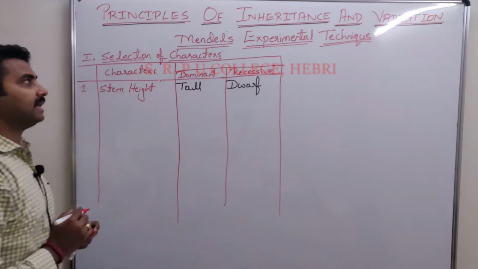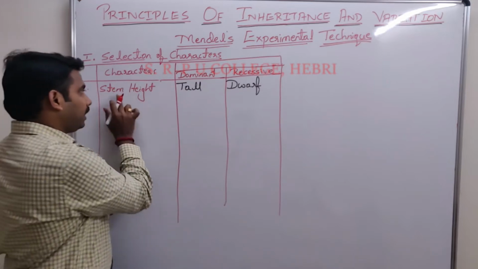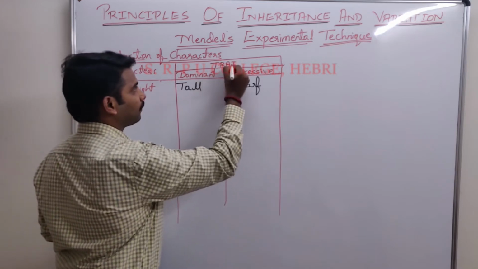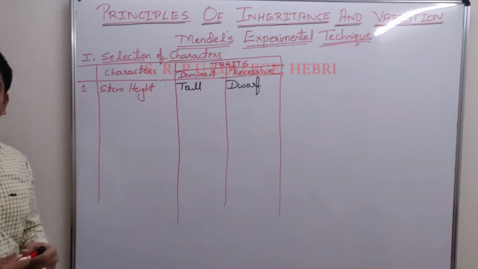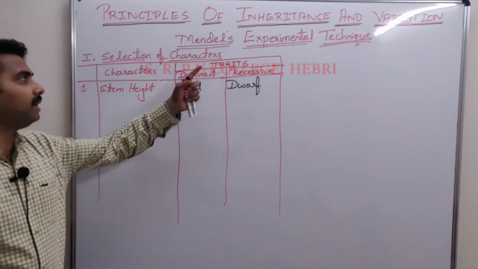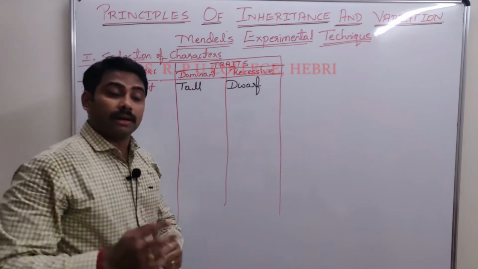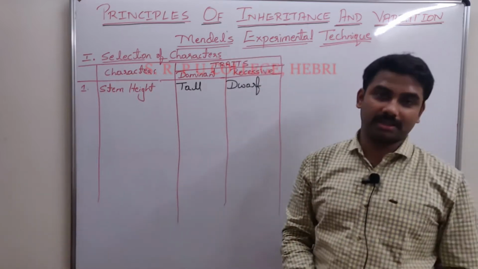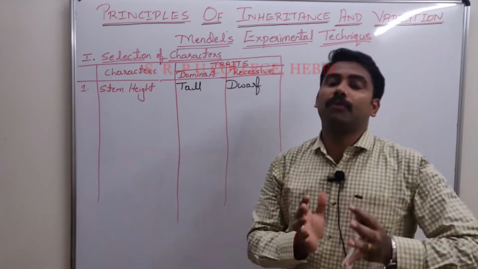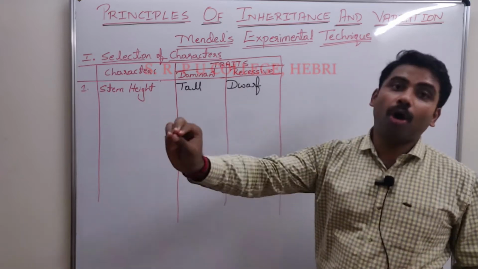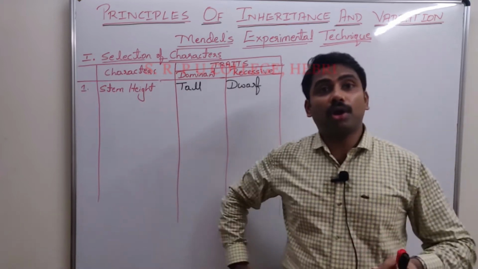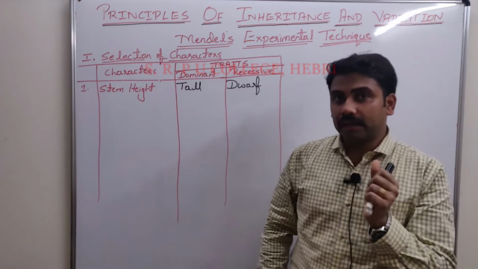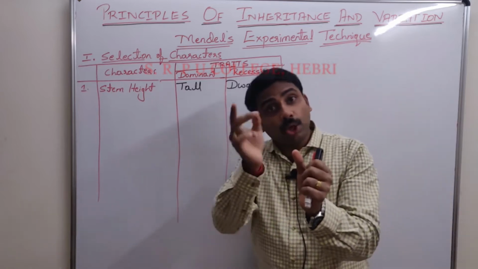So here, first he selected characters. How many characters did he select? 7 characters. For each character, he selected its traits. What do you mean by trait? What are traits? It is the distinguishing feature of a character. Try to understand. I already told you the meaning of character. A well-defined or clearly visible morphological feature of an organism is called a character. Example, height. Distinguishing feature of a character.